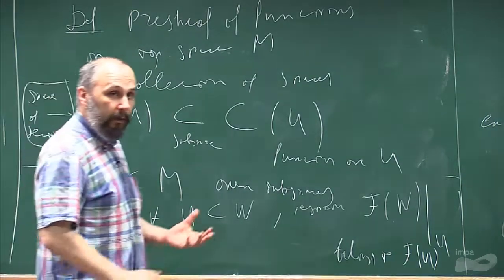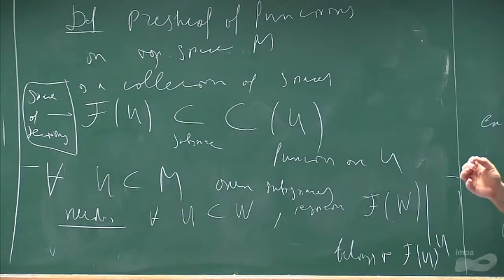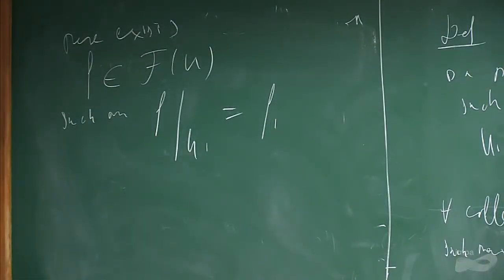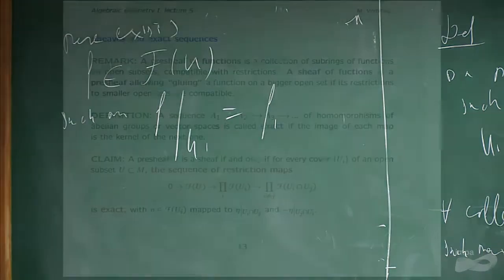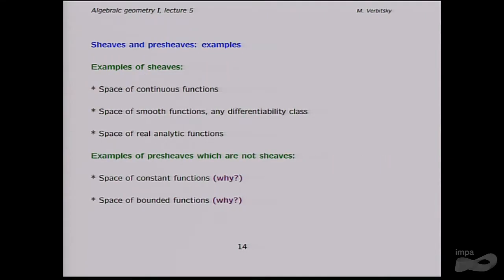For instance, if you have a function which is locally smooth, it's globally smooth. If you have a function which is continuous on open sets, it's globally continuous. There are examples where it is not true on the next slide. Oh, I think I will skip that. You can see it later. We won't use it, at least for a long time.